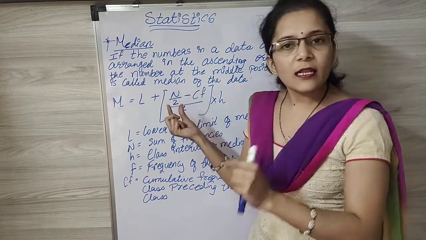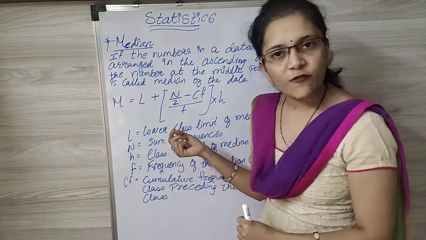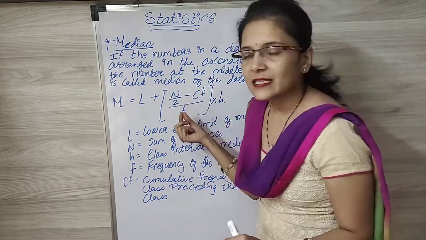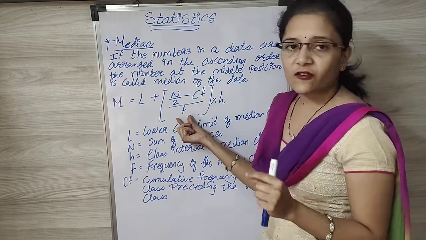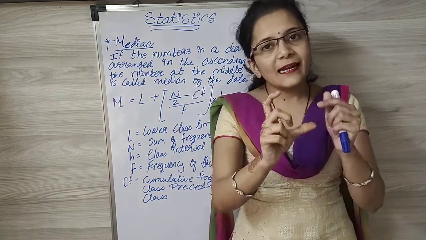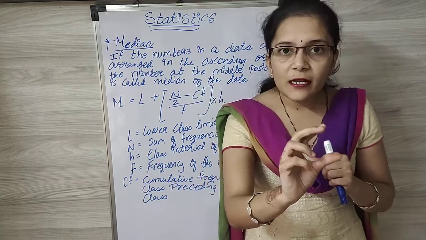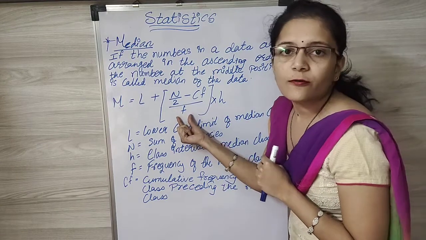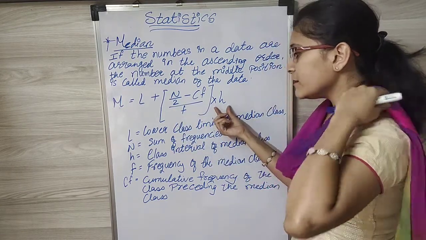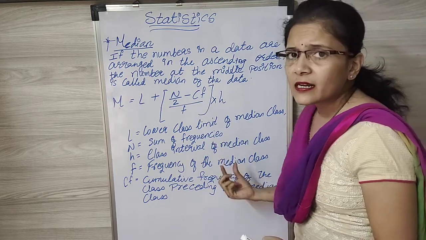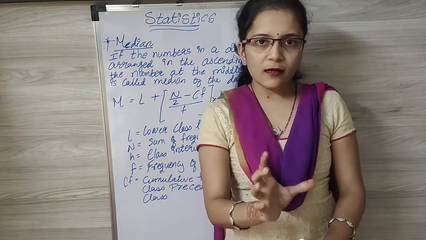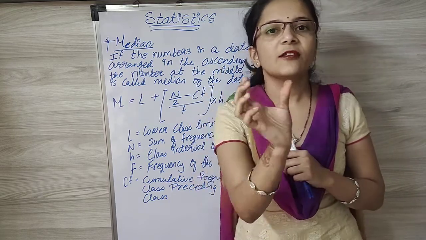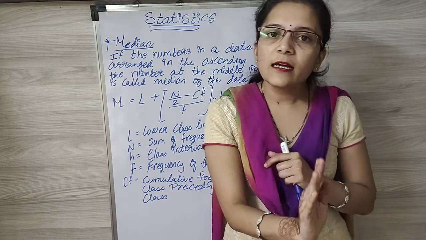N is the total number of frequencies, the sum of the frequencies, divided by 2, minus CF. CF is the cumulative frequency, whole divided by F, the frequency of the class which you have selected as the median class. That frequency you have to write here, multiplied by H. H is the class interval of that median class. Class interval means simply the difference between the upper limit and the lower limit.